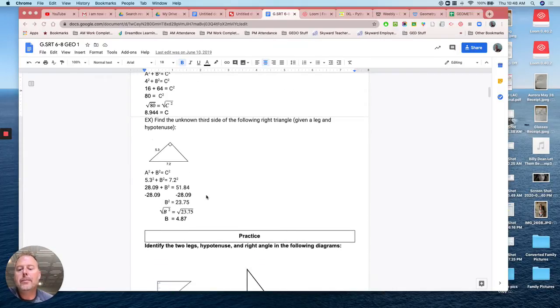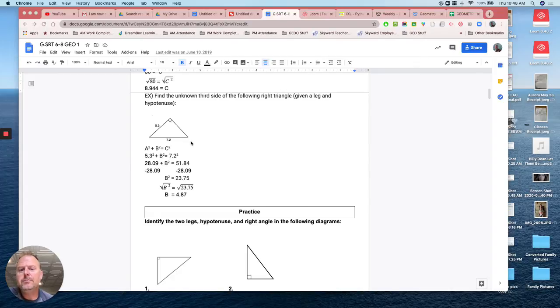Okay. Now what happens if you're given a leg and a hypotenuse? It's a little bit different because of the steps you have to go through. In this case, you know one leg, we'll just call it a. It doesn't make a difference if it's a or b. So 5.3 squared plus b squared is equal to 7.2 squared. So you square both of those, and you get 28.09 plus b squared is equal to 51.84. Then you subtract the 28.09 from both sides, and you get b squared equals 23.75. Take the square root of both sides, and you get b is equal to 4.87.